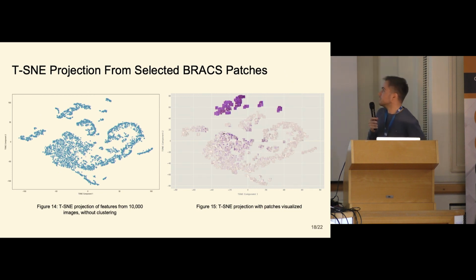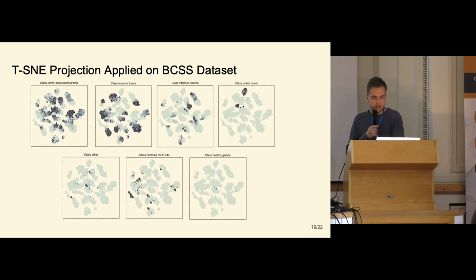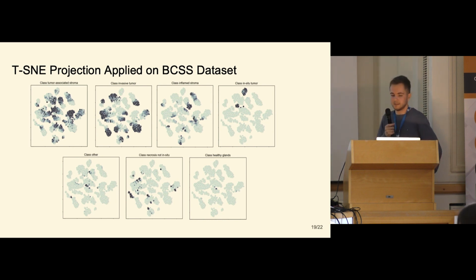Then this is a t-SNE projection from the Brax dataset. We can see that the model learned to differentiate between various types of regions from images. And after evaluating on the BCSS dataset, a labeled dataset, we found that it learned to differentiate also between classes that are contained within the dataset.